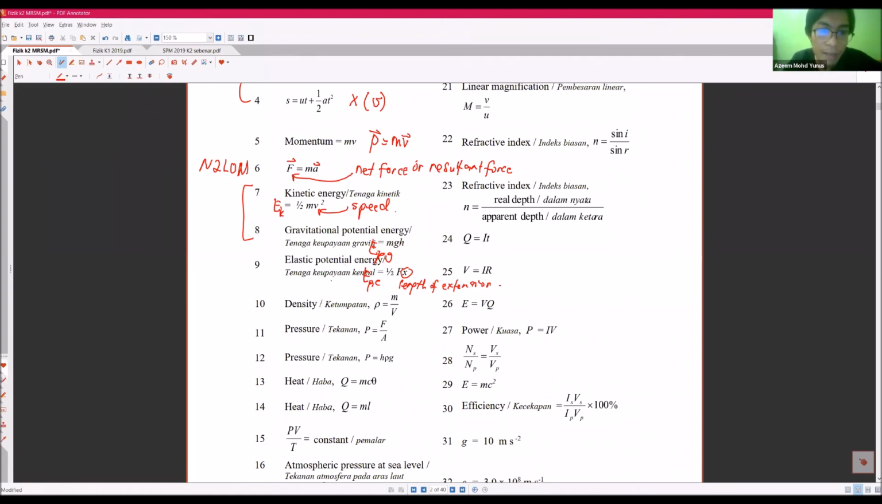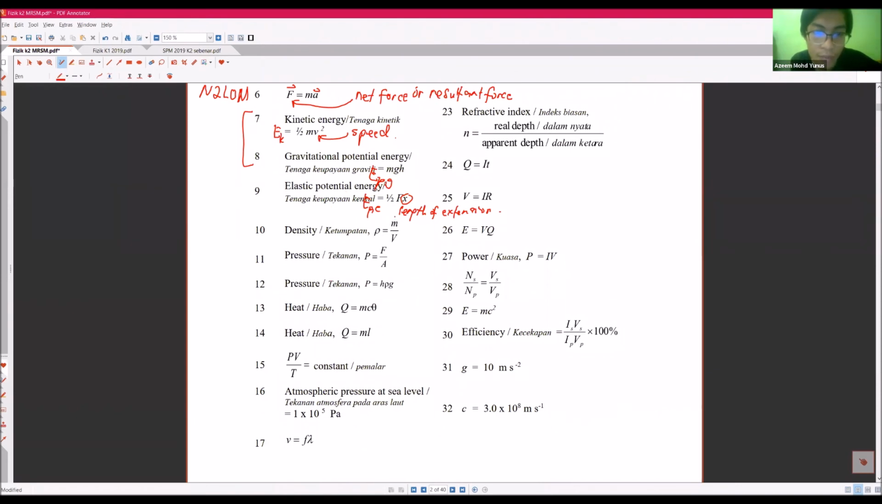Okay. Number 10, density. ρ equals m over V. Usually they don't give us the word density here, they just give us rho equal to. That's fine, because rho here doesn't have any meaning other than density for SPM level at least. But you also know that rho actually has other meanings for electricity. In that case, it is resistivity, but we don't have that formula for SPM. We just give it for you guys to ensure that you understand the factors of resistance. It will not be used in SPM 2020, but will be used in SPM 2021.